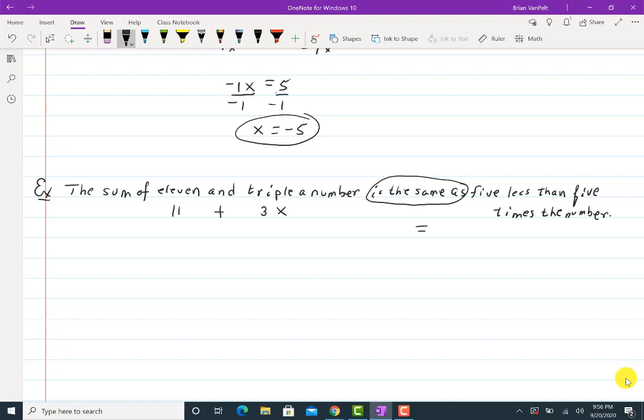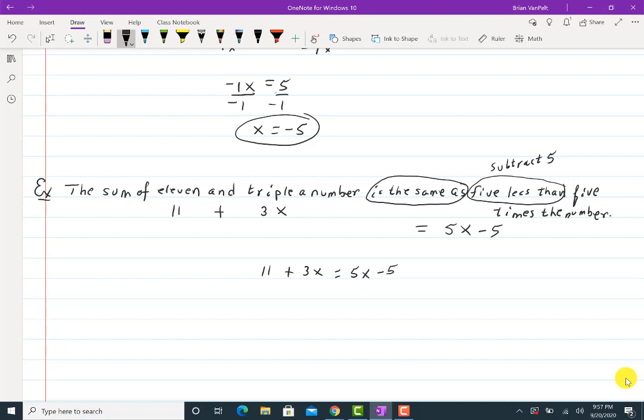The other side is 5 less than 5 times a number. Remember, this 5 less than means subtract 5. So the right-hand side will be 5 times a number minus 5. And so let me write my equation out. And let me go ahead and solve.